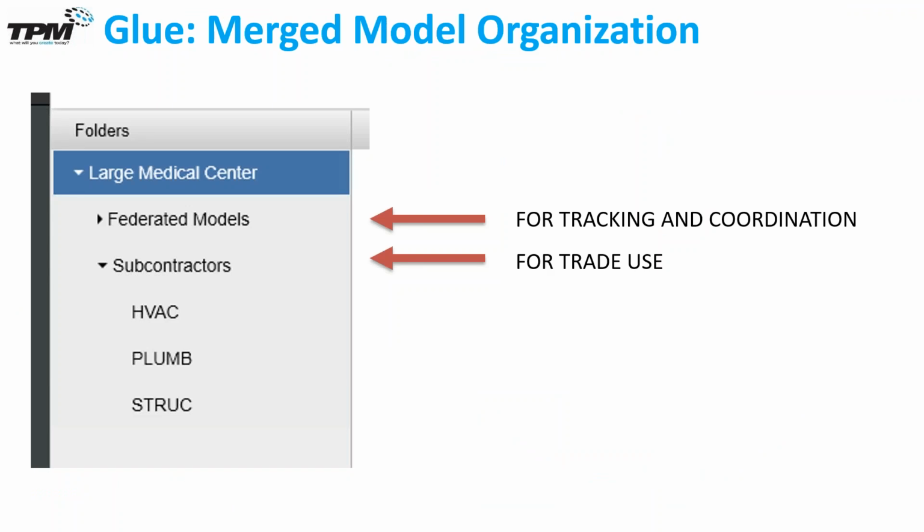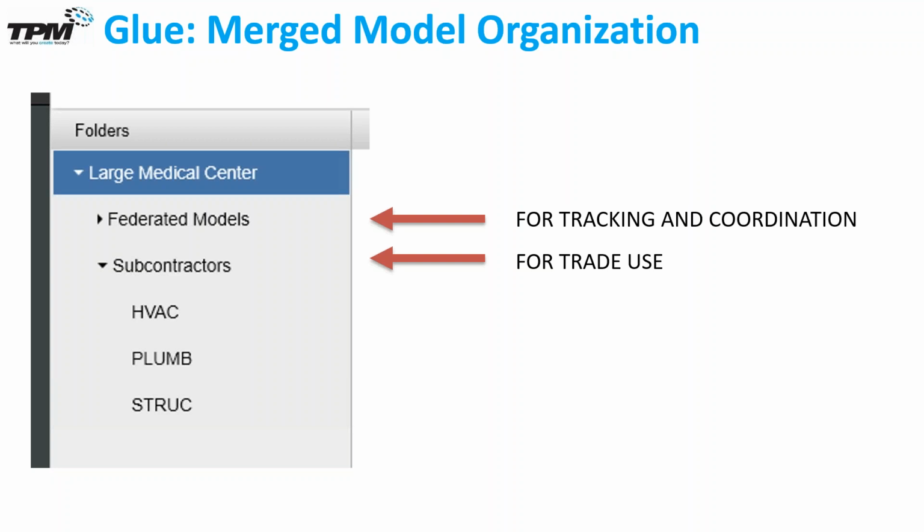Now, let's talk about our merged model management. This is by no means the only way to organize your models, but when I am setting up a project, I generally have two primary folders. I have a Federated Models folder, and then I have a Subcontractors folder. The Federated Models folder will have my federated models. It'll have my level 1 with all my trades brought together. It'll have the big monster file that has one giant federated model brought together, right?